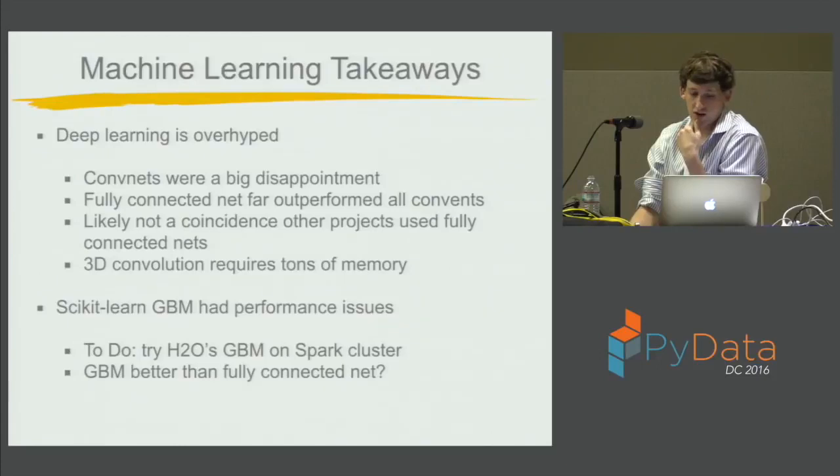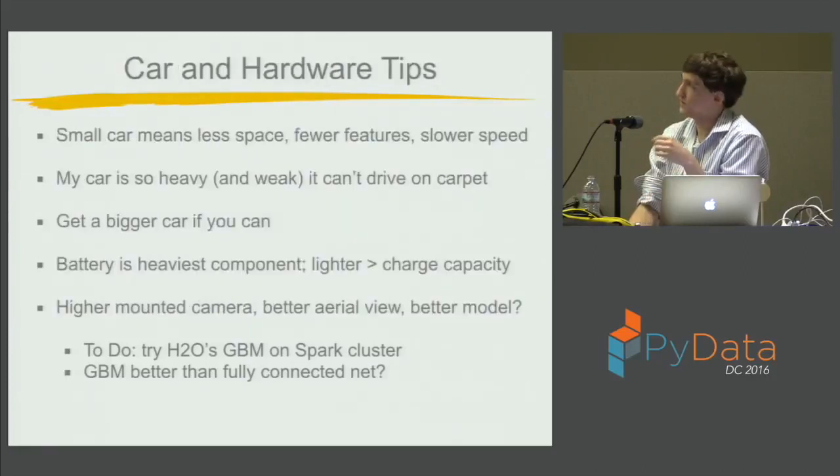But I'm curious. I tried doing this on H2O. H2O is an open source machine learning library, and that had issues as well. H2O works with Apache Spark, so you can train a model in a distributed fashion. I do want to try that soon, I just haven't gotten around to it yet. I'm curious how GBM would do versus my single layer neural network, but I haven't been able to answer that yet.